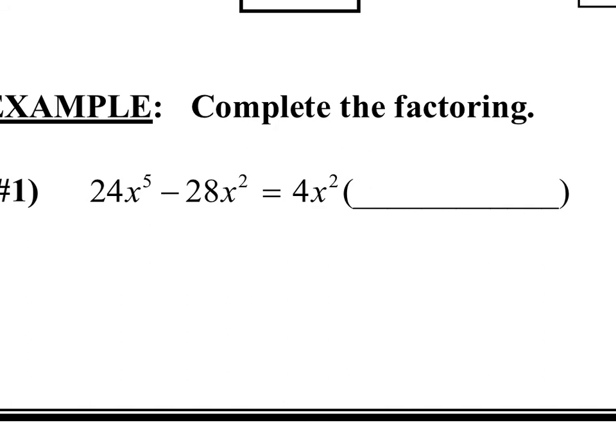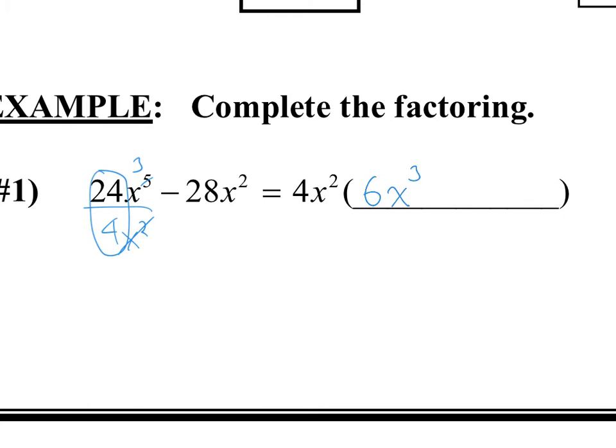So 24 divided by 4 is 6, and then x to the fifth divided by x squared. Ooh, what do we do with exponents when we divide them? We subtract. So if we divide by 4x squared, we're going to divide both of these, and we're going to subtract the exponents. 2 are going to cancel. We're going to have 3 left on top. So it's going to be 6x to the third.